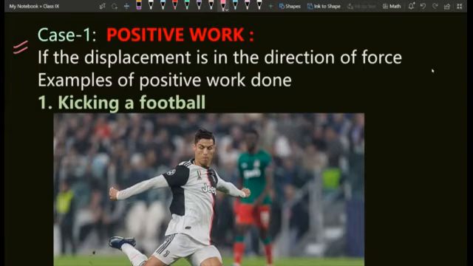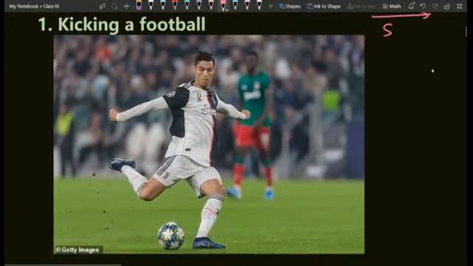Case 1 is positive work done. If the displacement is in the direction of force, means if the direction of force is the same as the direction of displacement, then there is positive work. Likewise, you can think of this situation, kicking a football. When a sports person kicks a football, he applies force on the football and the football moves in the same direction as that of the applied force. So the direction of force and displacement are the same in this case. That's why there is positive work done in this example.